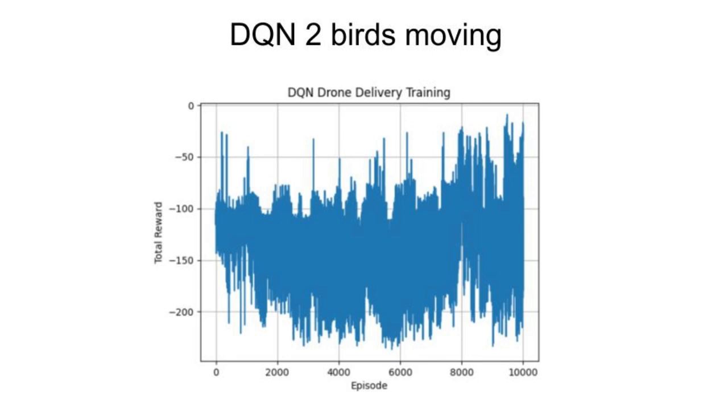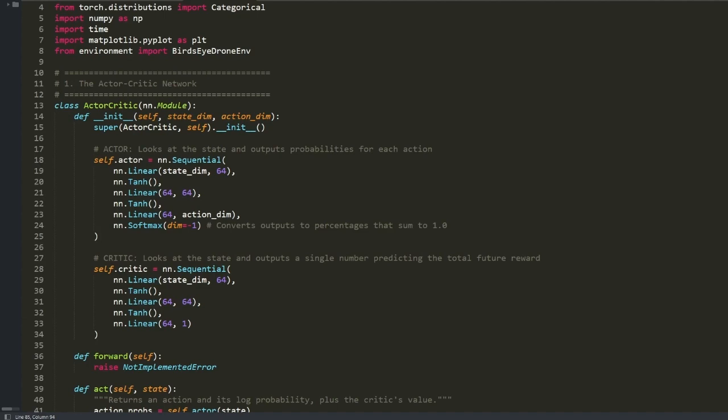So as we saw, the DQN performed very poorly in this environment because the learning becomes unstable and the agent struggles to constantly improve. Therefore, we implemented PPO, which is proximal policy optimization, a much more stable reinforcement learning algorithm for sequential decision-making tasks like drone navigation. The architecture is based on an actor-critic model. The actor decides which action the drone should take, while the critic evaluates how good the current state is.